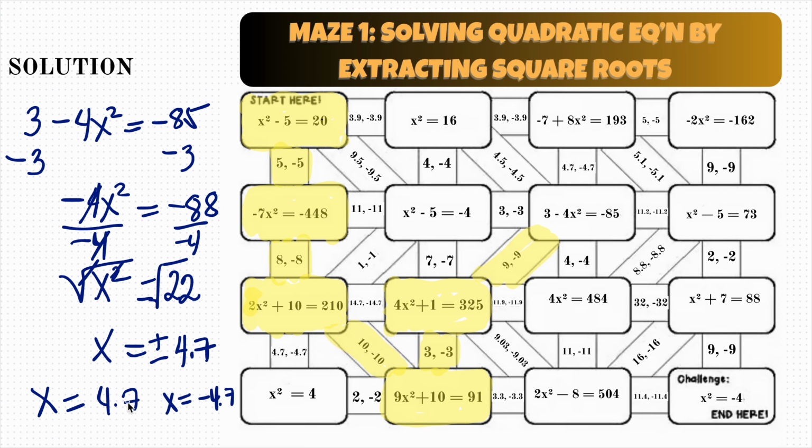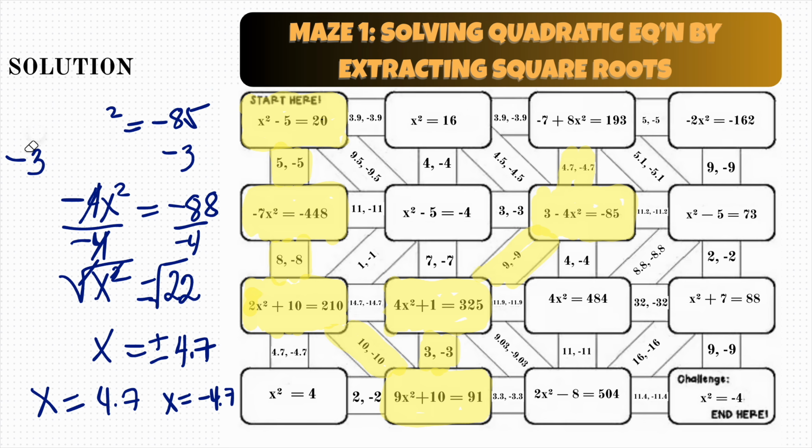Actually, the answer would be 4.690 and so on, but we round off to the first decimal digit, so the answer would be 4.7. Okay, so this one is the correct answer. Now we proceed to the next question.